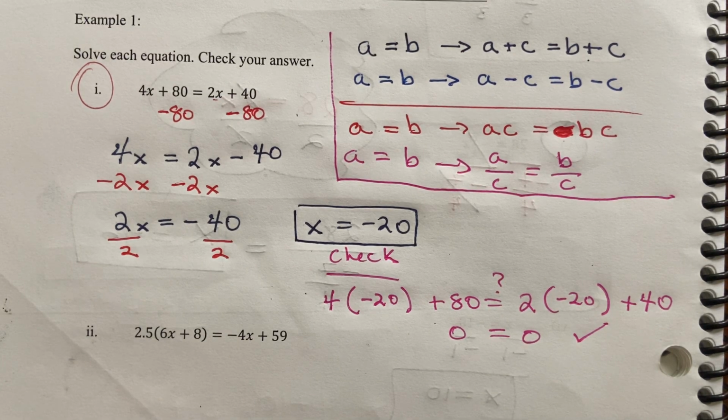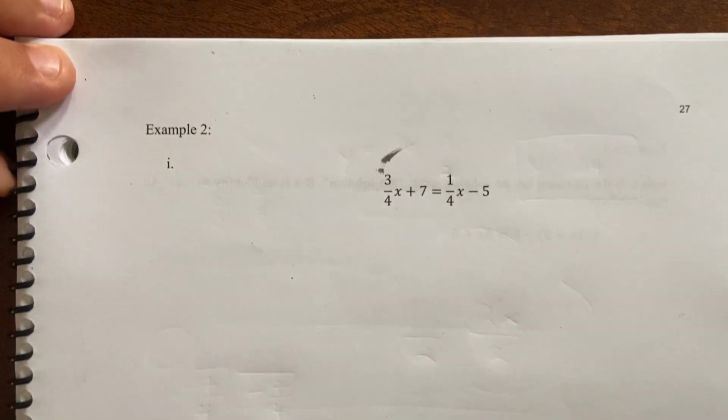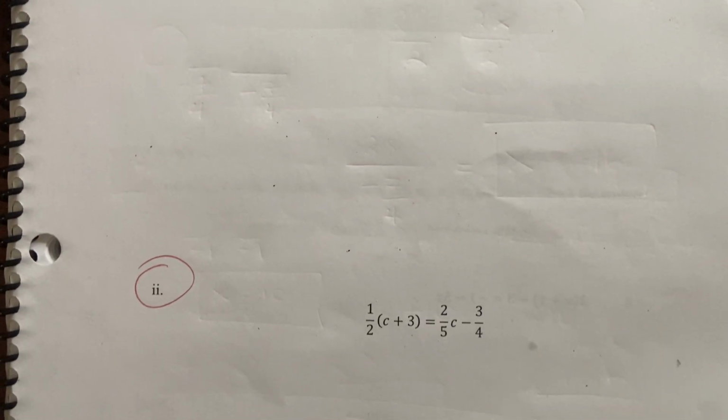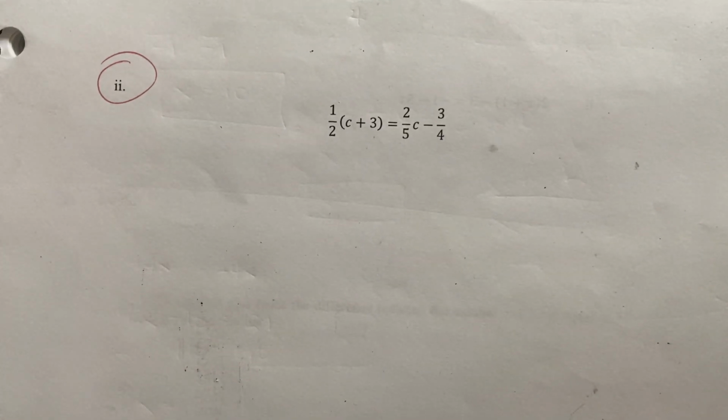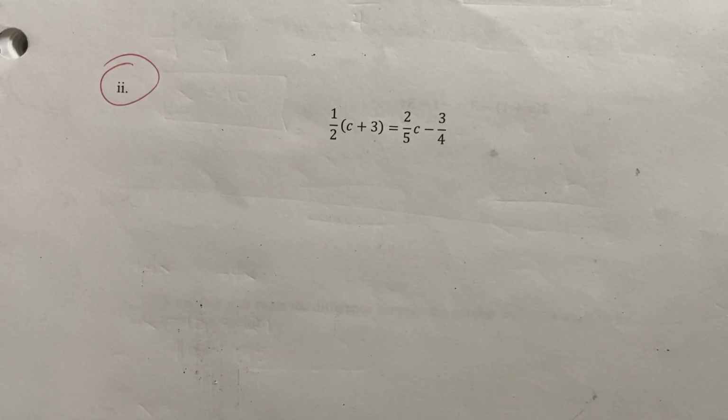Okay, I'm going to turn the page. Let's go to one with some fractions here. I'll go to page 27. I'll leave this one for you, but I'll go down here and do this one. We'll solve for C, it looks like this time.